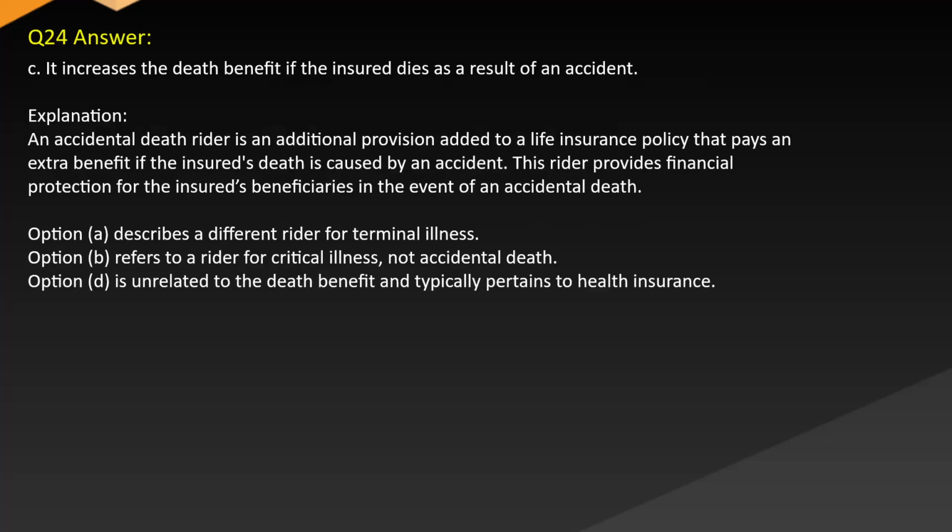Answer. C. It increases the death benefit if the insured dies as a result of an accident. Explanation. An accidental death rider is an additional provision added to a life insurance policy that pays an extra benefit if the insured's death is caused by an accident. This rider provides financial protection for the insured's beneficiaries in the event of an accidental death. Option A describes a different rider for terminal illness. Option B refers to a rider for critical illness, not accidental death. Option D is unrelated to the death benefit and typically pertains to health insurance.